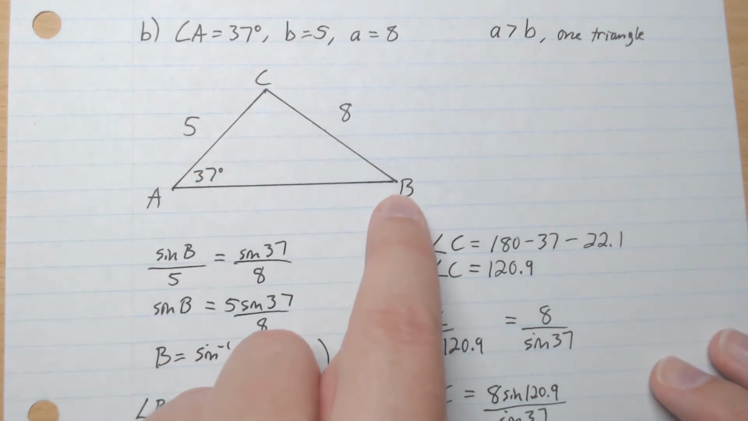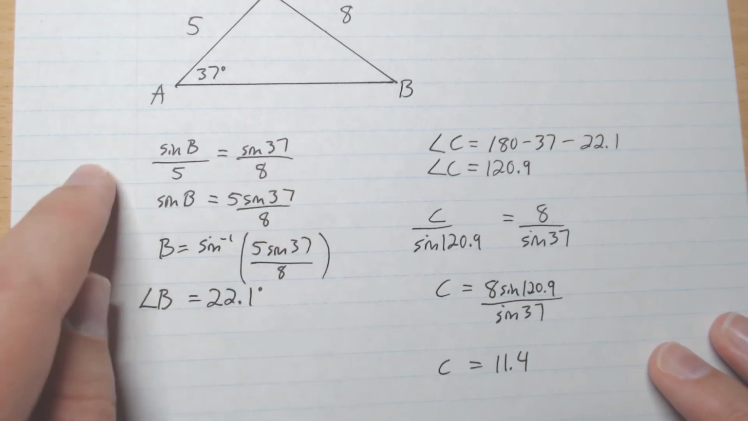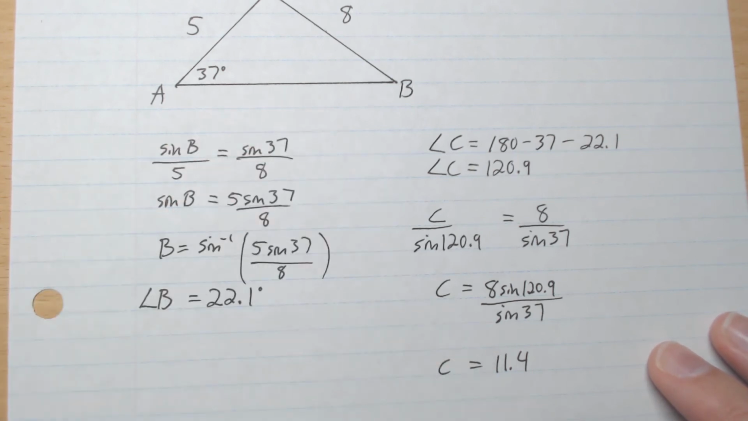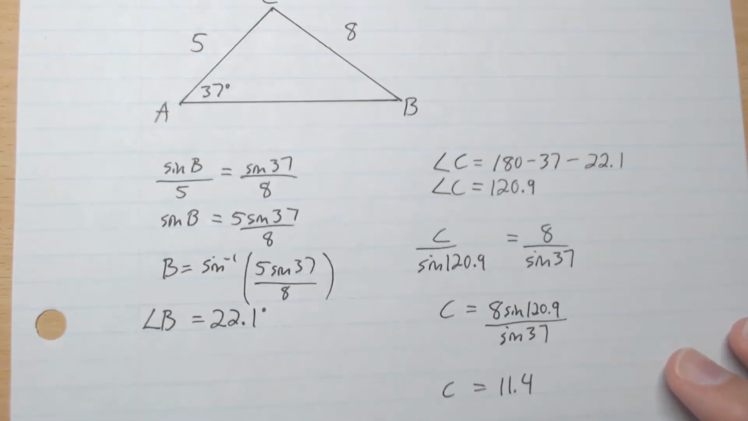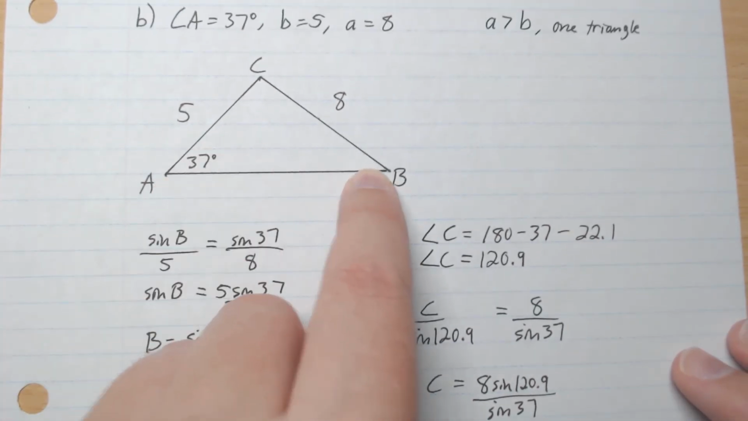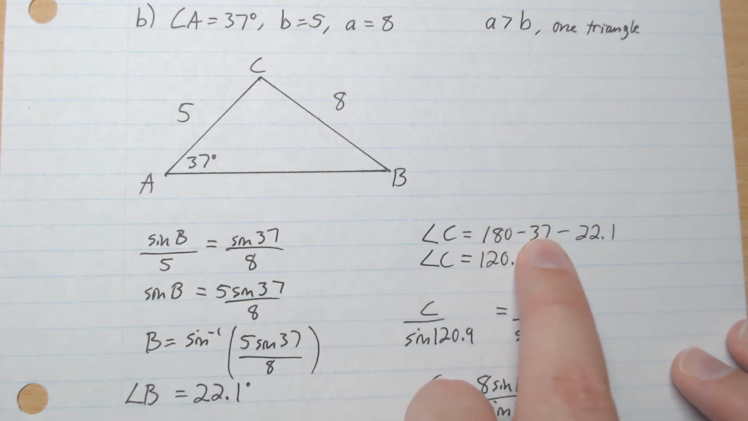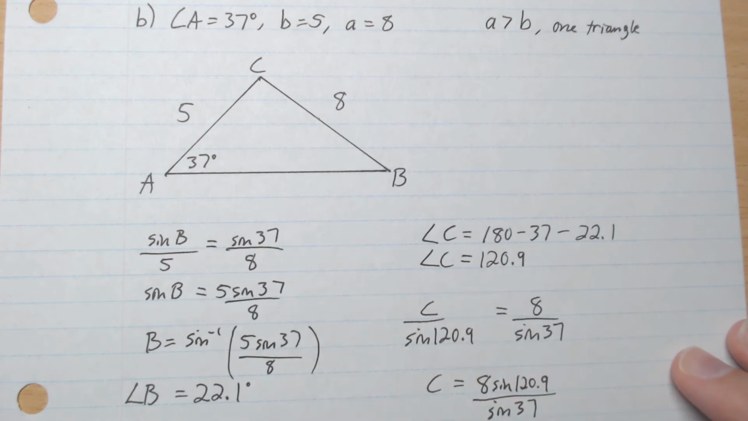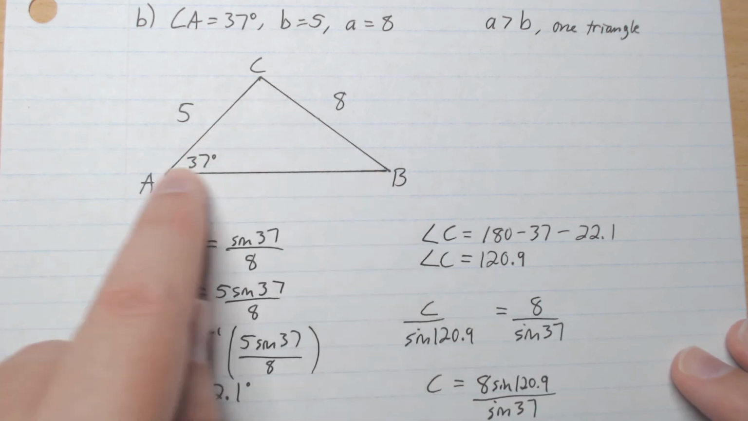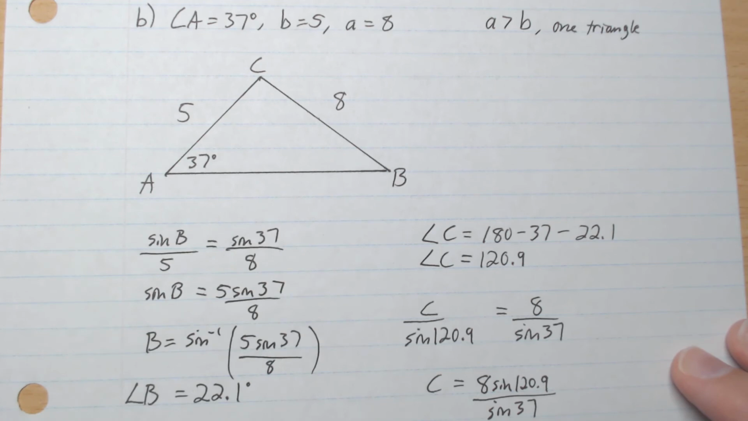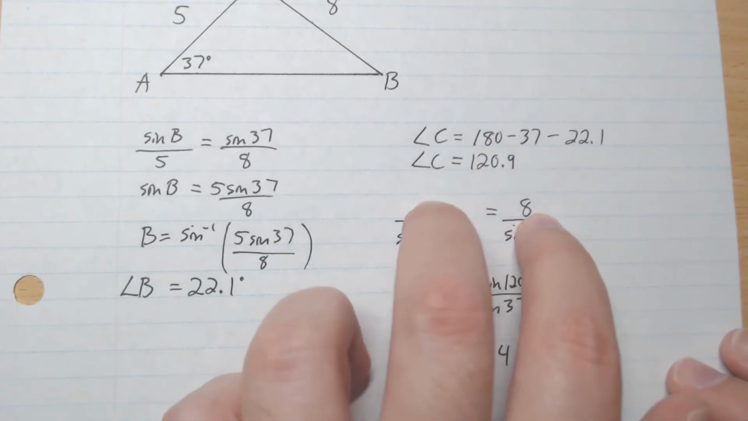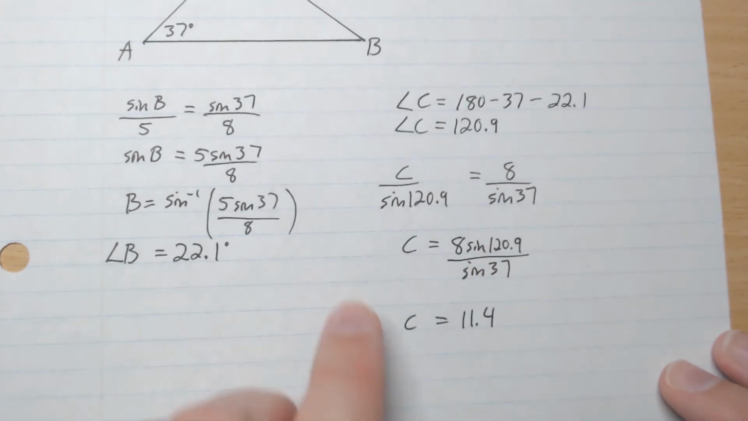We have side b but not angle B, so here's our setup here. Times 5 to both sides, sine inverse to both sides, angle B is 22.1. So we have angle A, angle B, so we're going to get angle C by going 180 minus 37 minus 22.1, which gives 120.9. We have angle C but not side c, and we have a and sine A like that. Times sine 120.9 to both sides. This is our value of c calculated, and that gives 11.4.